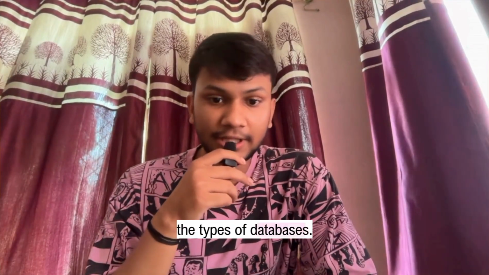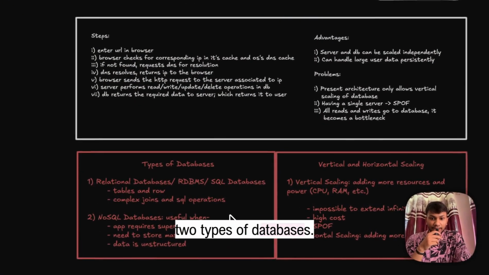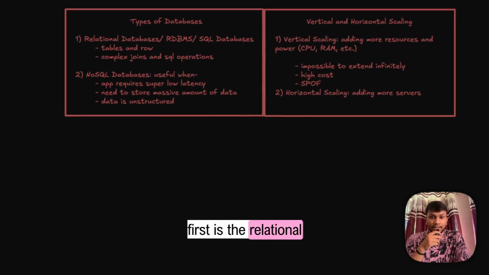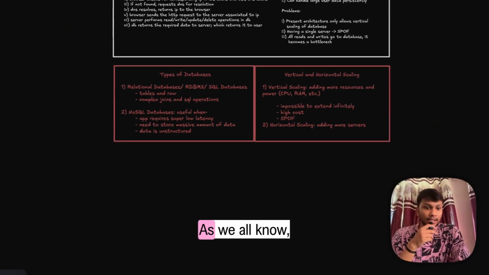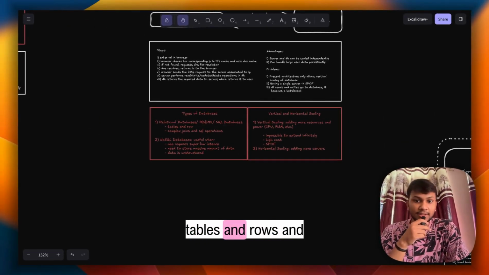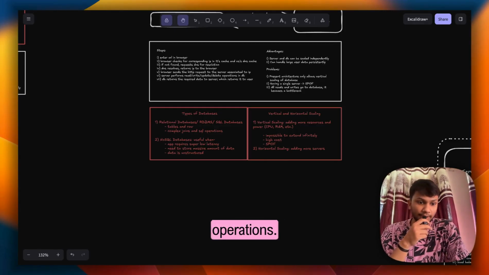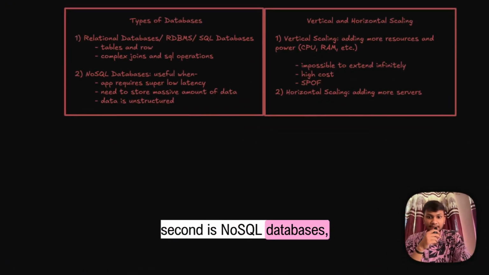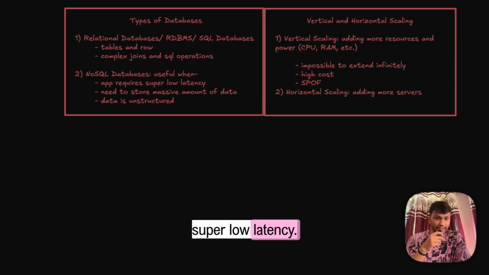Let us visit the types of databases. There are primarily two types of databases. The first is the relational database or SQL database. As we all know, it consists of tables and rows and can perform complex join and SQL operations. The second is NoSQL databases, which are mostly used to store unstructured data or if we require super low latency.